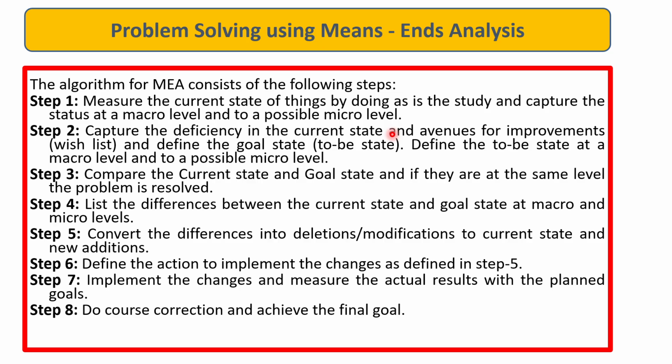The algorithm of means-ends analysis: first, measure the current state of things by doing a study. What about your current state, at the micro and macro level, compared with the goal state? Then find the difference and solve the macro level, then the micro level. Compare the current state and goal state. Keep on doing this, and you proceed until you reach the final goal.